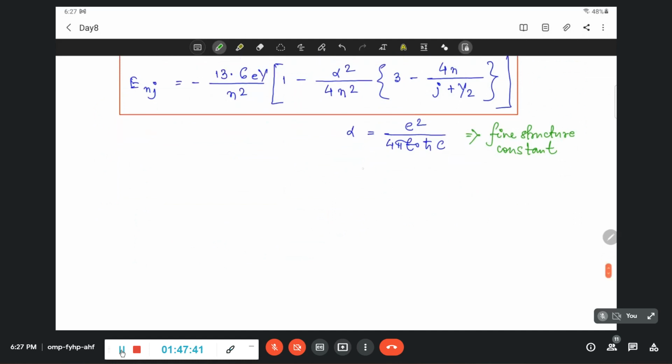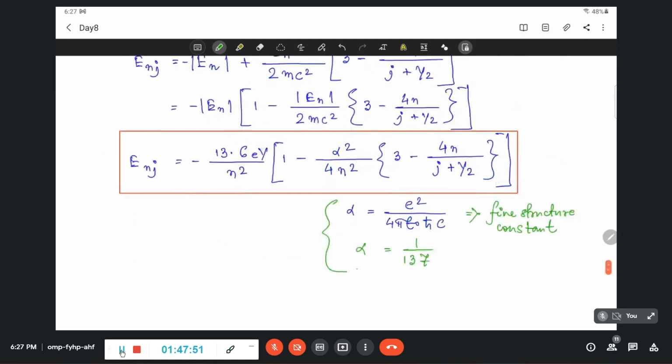And if you put all these values, you will find that alpha equals 1 by 137. This is a very small number, and you see the correction in the energy expression is proportional to 1 by 137 whole squared, right? So this is a very small number.